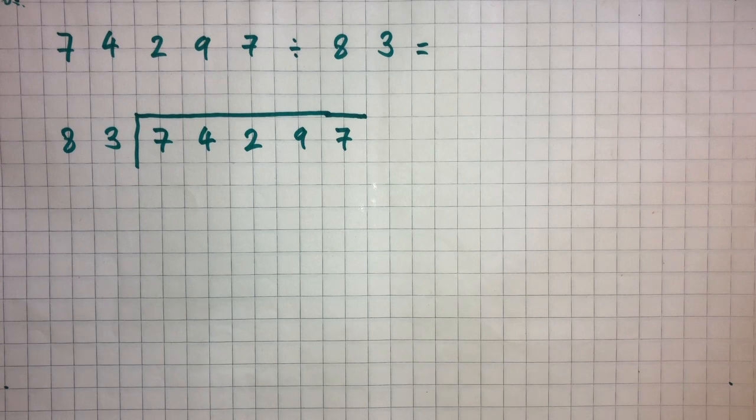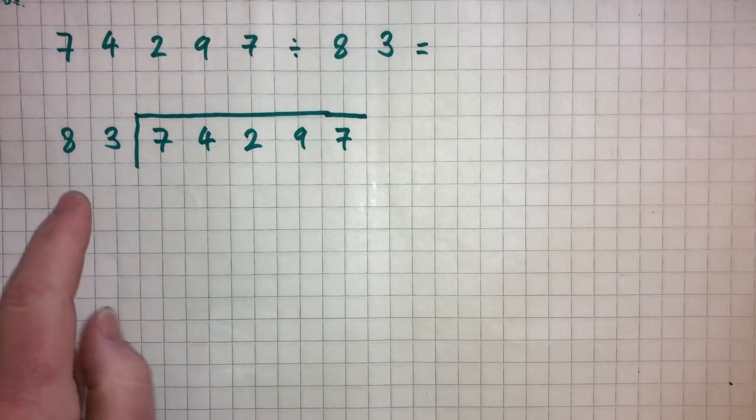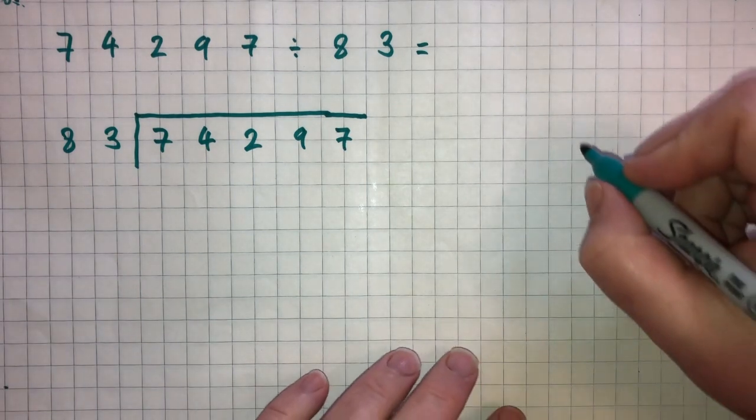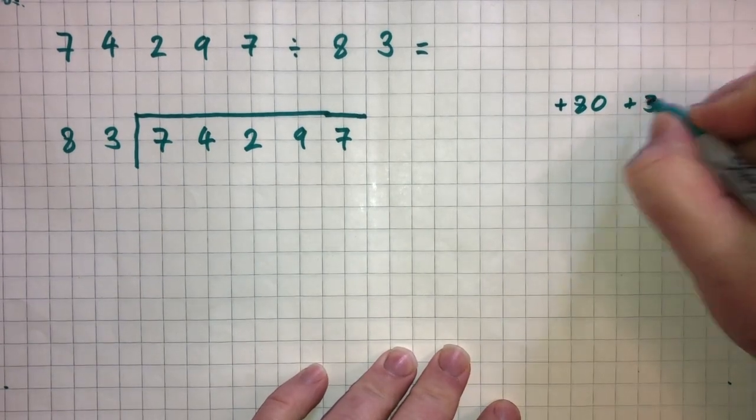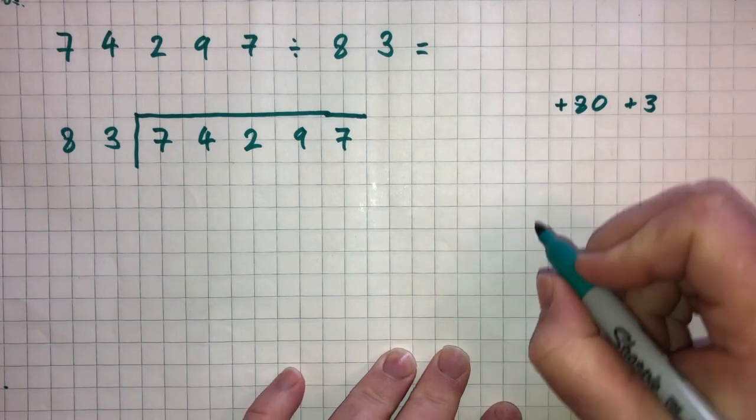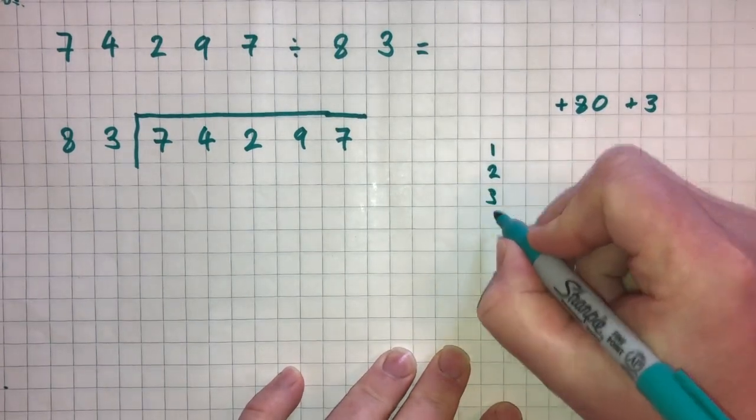Okay, now in order to do this, we need to know our 83 times table. So in order to do that, I'm going to write it down first of all. Now, I do not know my 83 times table. So what I'm going to be doing is I'm going to add 80 and then I'm going to add 3. So the shortcut I'm going to do is add on 80 and then add on 3 each step. That will make it easier for me to calculate every time.